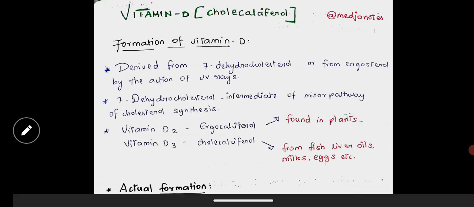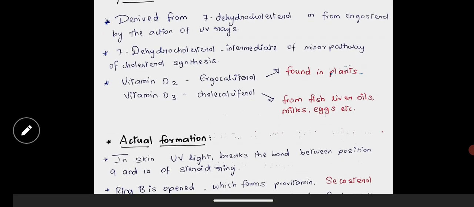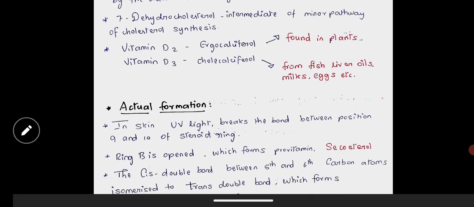7-dehydrocholesterol is an intermediate of the minor pathway of cholesterol synthesis, and you will study this in cholesterol synthesis. Vitamin D2 and vitamin D3: ergocalciferol and cholecalciferol. Ergocalciferol is found in plants, and cholecalciferol is from fish liver oils, milk, eggs, etc.